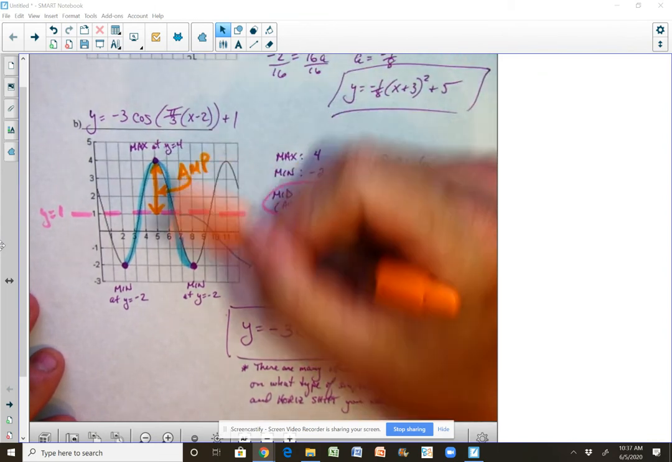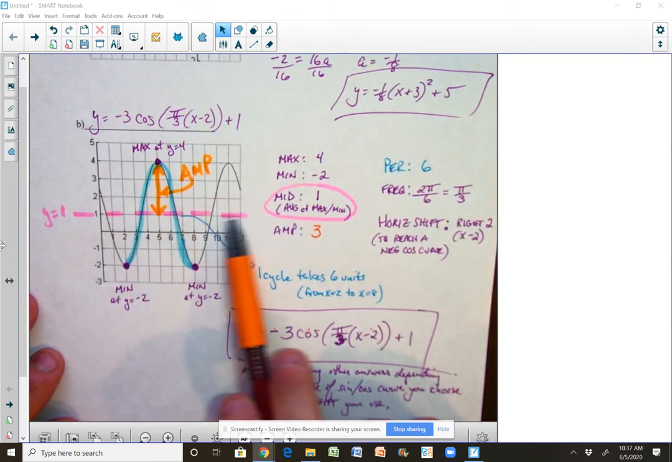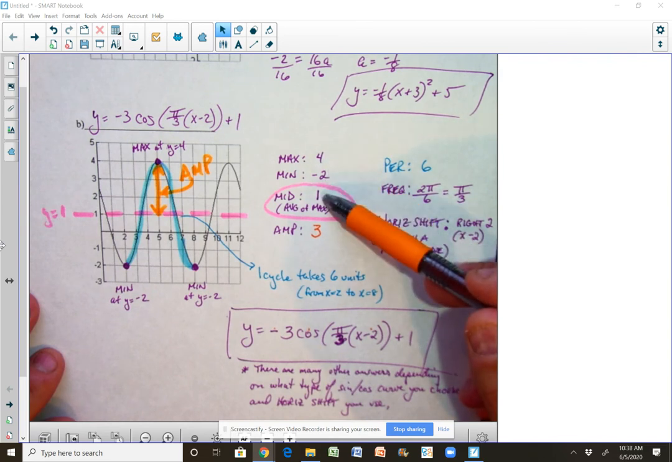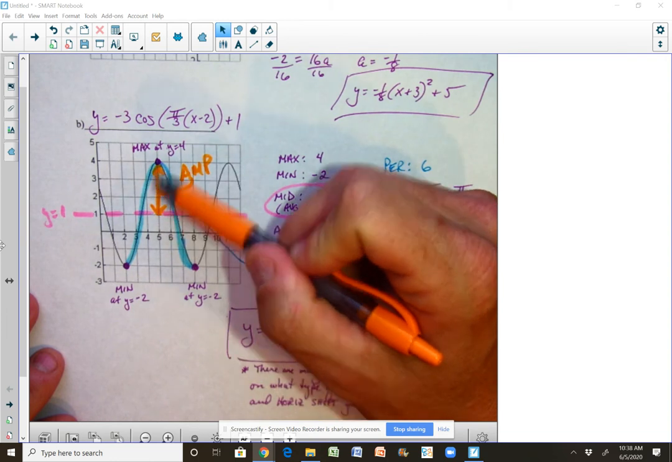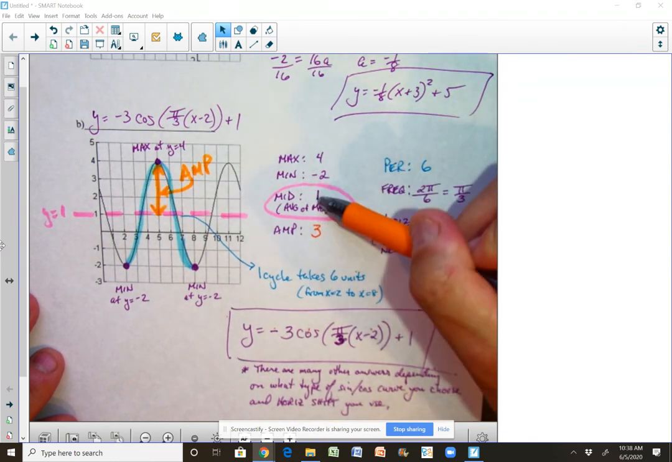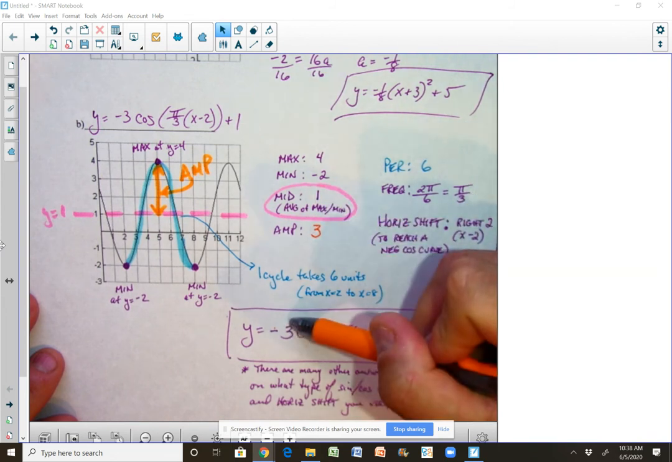We know the max is 4, the minimum is -2. So then we can average that out and get the midline. That's 1. That's the average of the high and the low. So add these up, divide by 2, you get your midline. And then we can determine the amplitude, which is the distance from the midline to the highest point. So from 1 to 4, it's going to be an amplitude of 3. So right now we have the midline is 1, the amplitude is 3. Midline goes here, amplitude goes here.